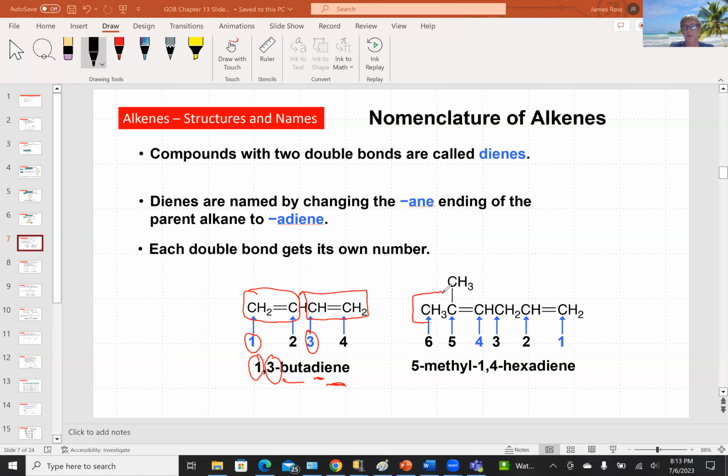Here we have 6 carbons in the longest continuous chain that includes the double bonds. So it's a hexadiene. It's got 2 double bonds, diene. It's got 6 carbons in its trunk, hexadiene. Those double bonds are between carbons 1 and 2, so we state the number 1, and 4 and 5, so we state the number 4. So we have 1,4-hexadiene. And then on carbon 5, we have a methyl group, so 5-methyl-1,4-hexadiene. Again, like with alkane nomenclature, we separate numbers with commas, we separate words and numbers with hyphens, and we don't have any gaps anywhere in the name.